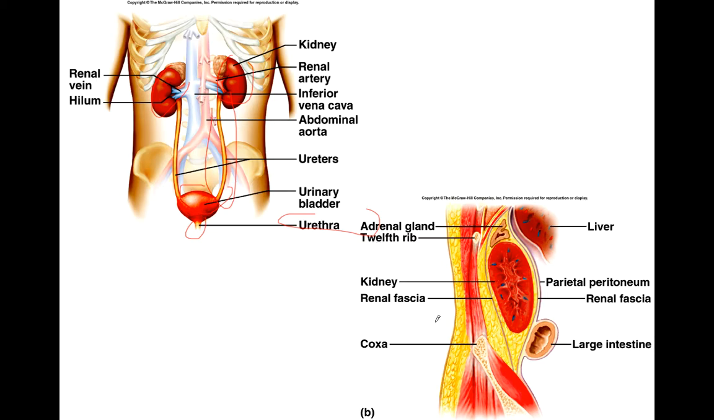The kidneys are in the retroperitoneal cavity. So here's the parietal peritoneum, separating those abdominal contents, and the retroperitoneal cavity is behind the peritoneum. Generally, the left kidney is a little more superior than the right.